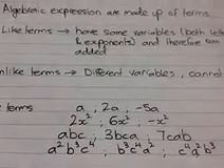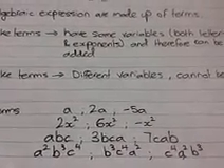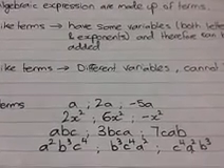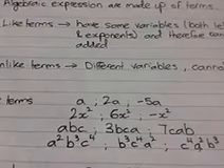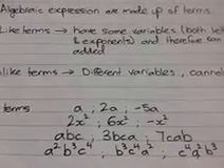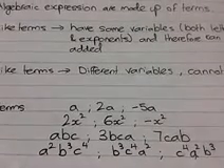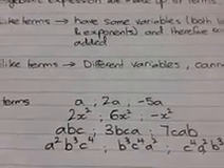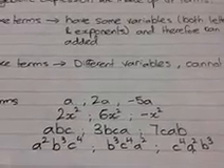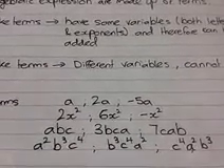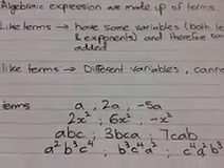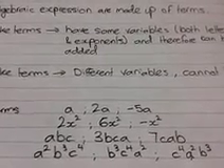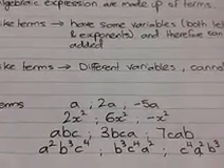ABC, 3BCA, 7CAB. On first glance, these look completely different. But when you look closely, you realize they're just the same letters swapped around. And as you know, multiplication can be swapped around. You can swap variables and numbers around with multiplication. So that BCA is the same as ABC, as well as CAB, the same as ABC. And as a result, they can be added.